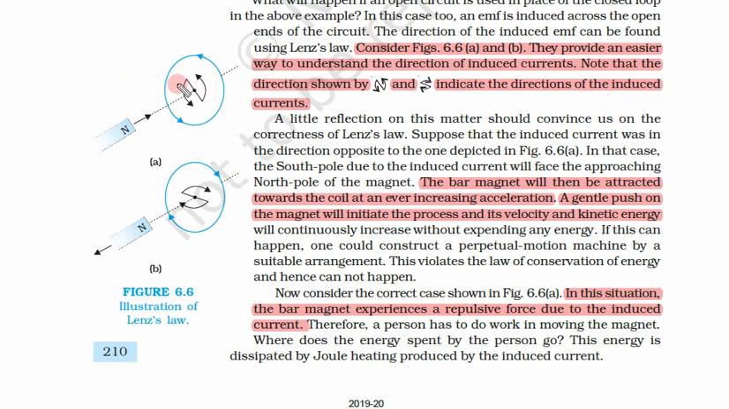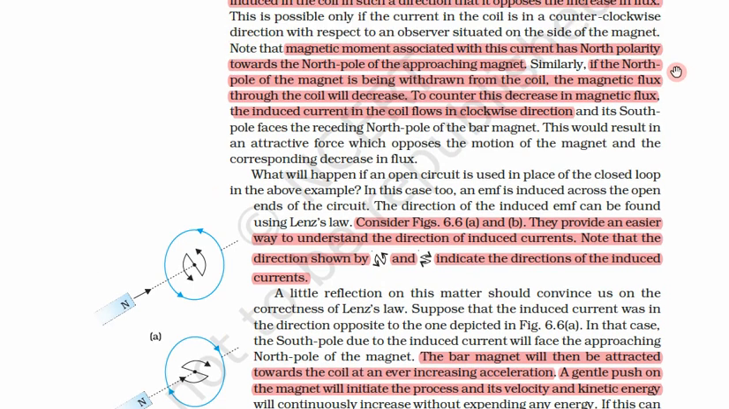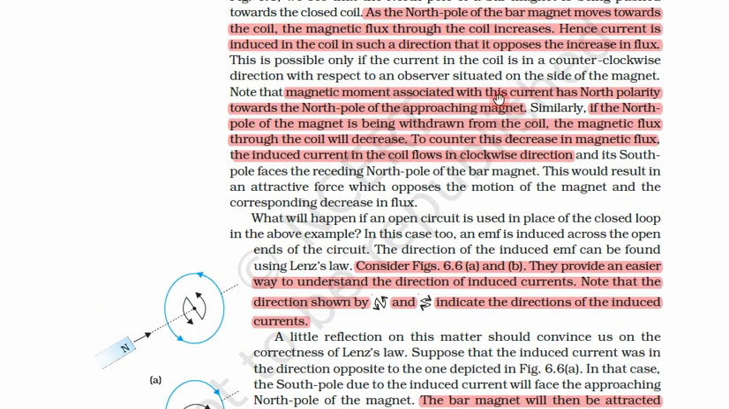Once we have understood these diagrams, let us read what is written there. So, as the north pole of the bar magnet, that means this first diagram, moves towards the coil, the magnetic flux through the coil increases. So, the magnetic field will increase in this coil. Hence, the current is induced in the coil in such a direction that it opposes the increase in flux.